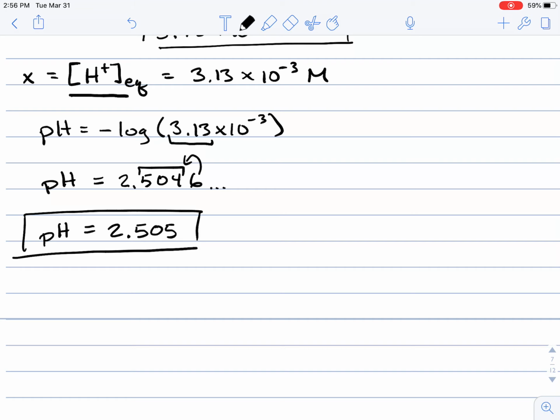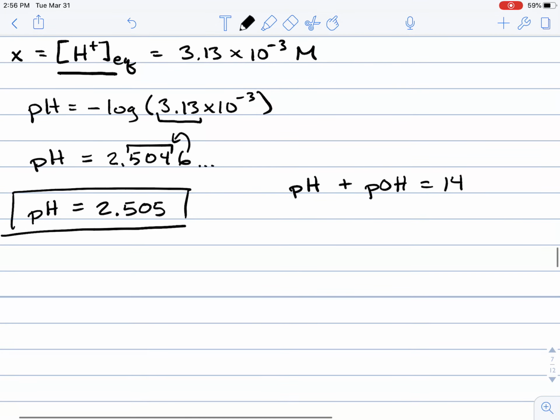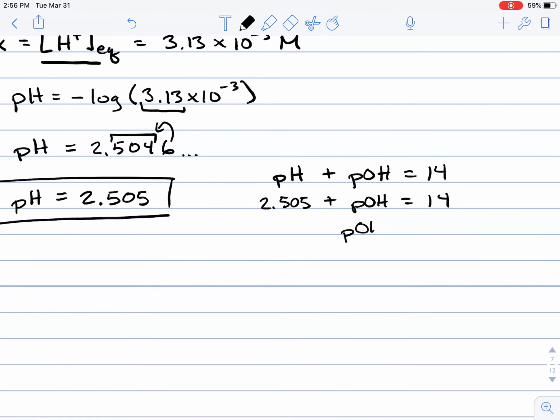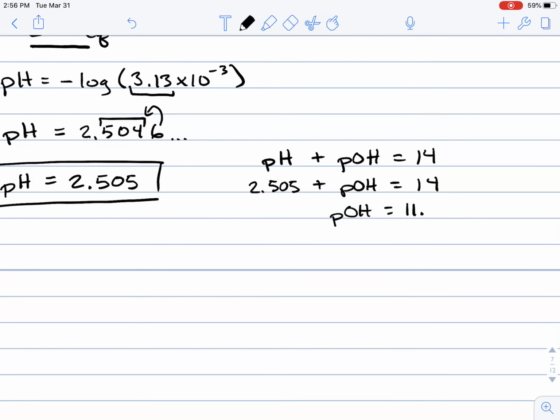All right, so now that we figured out the pH, we can actually figure out the pOH. And so we can go ahead and use this relationship. The pH plus pOH is equal to 14. And so if we plug in the value for pH, which is 2.505, we can go ahead and solve for the pOH by subtracting it over to the other side. So the pOH is going to be 11.495.